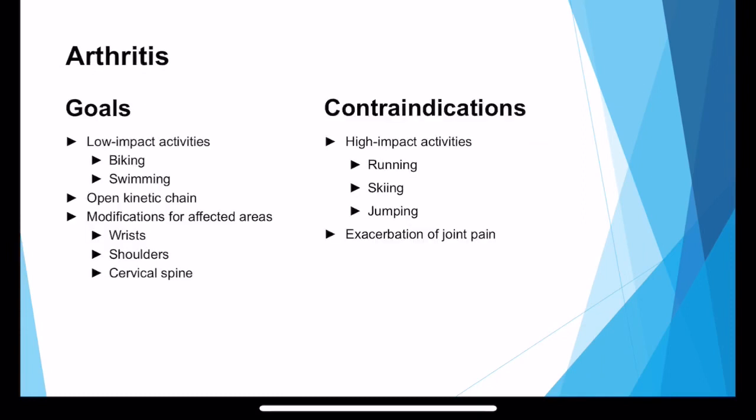We can add strength training to anybody who has arthritis, but let's look at the indications and contraindications. Some great things would be biking, swimming, open kinetic chain exercises, and then making modifications for those special areas like wrists, shoulders, and their spine. Some things we want to avoid is high impact activities, so constantly banging on the joints like running, skiing, jumping. We want to avoid that joint pain.